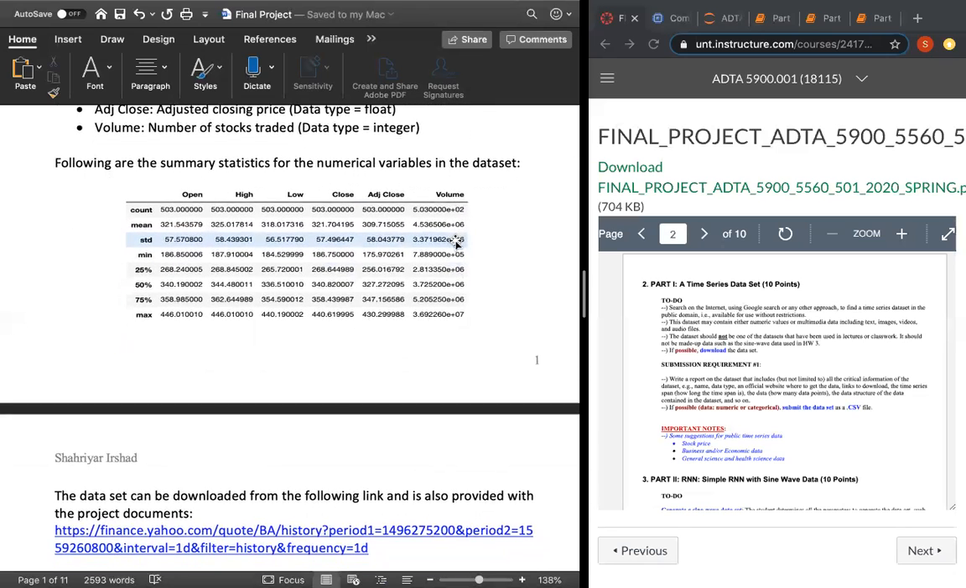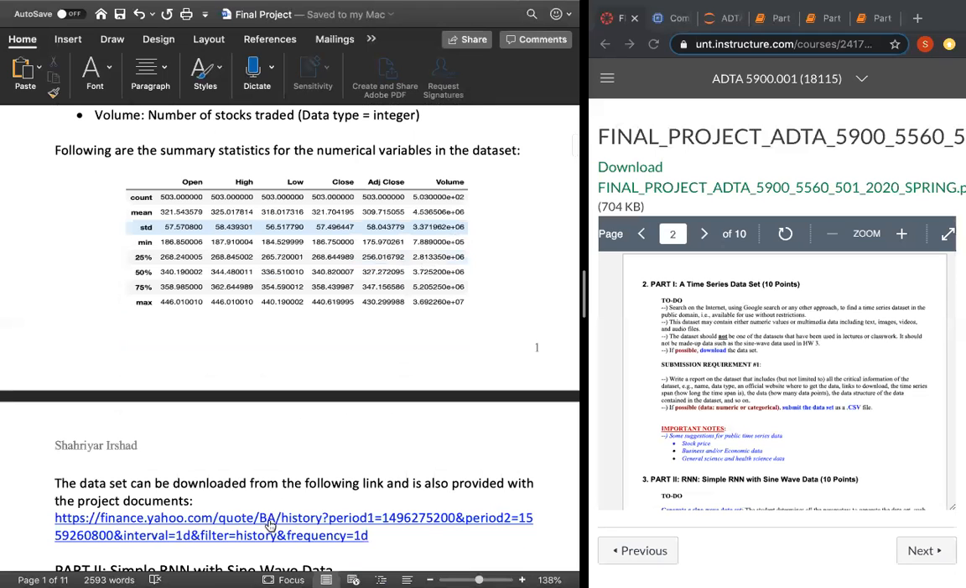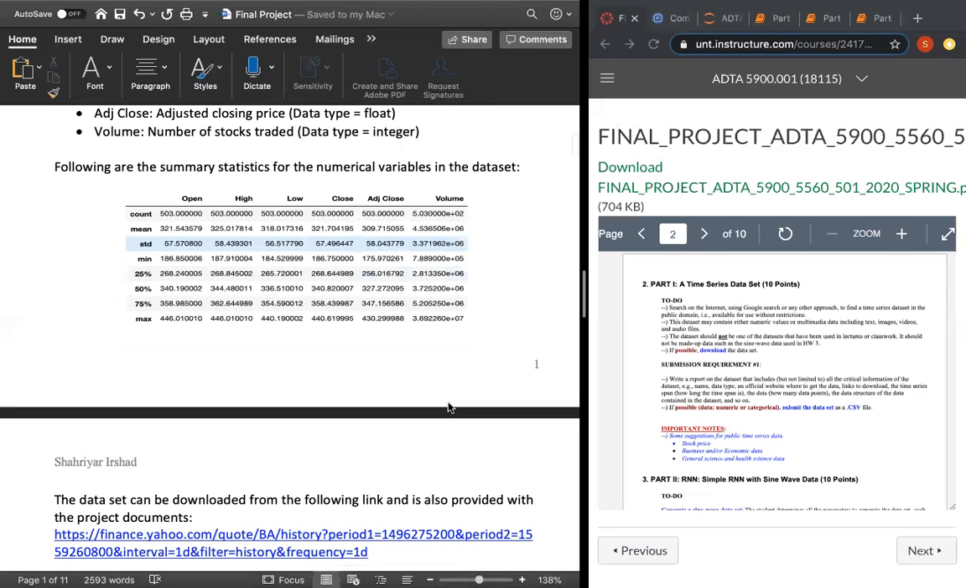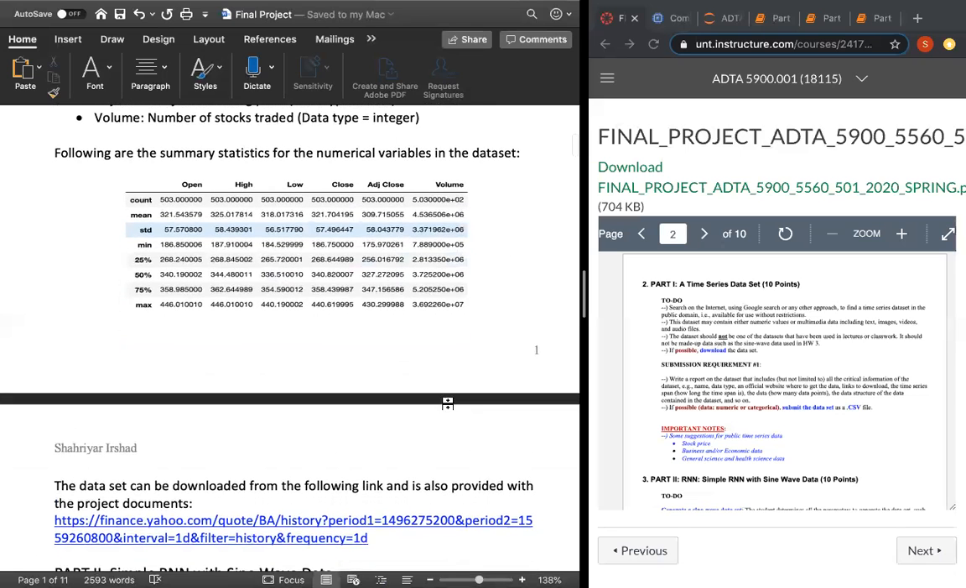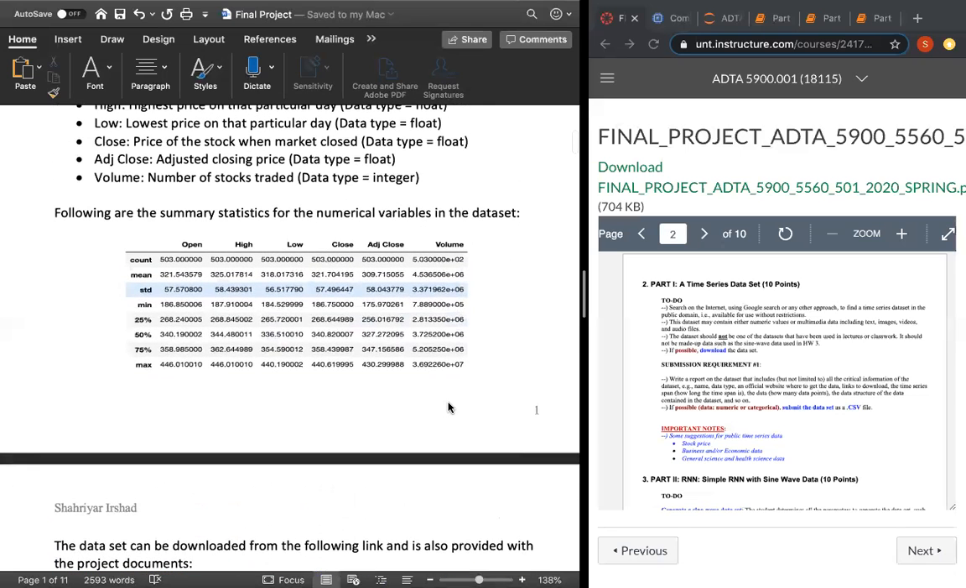And I have provided this link here in my report in case anyone is interested, and they can go ahead and download it. I'm also going to include the CSV file of the dataset with my project.